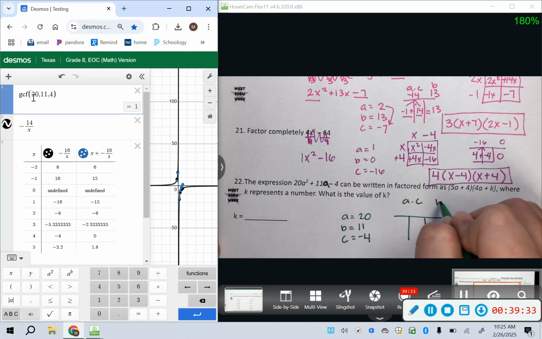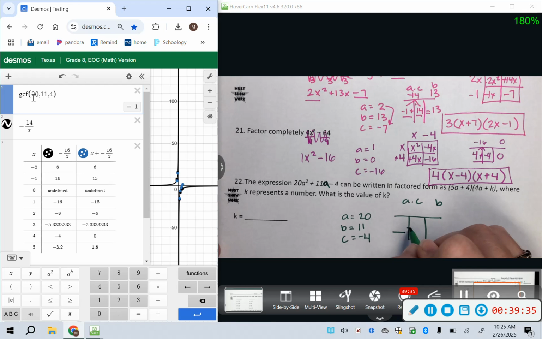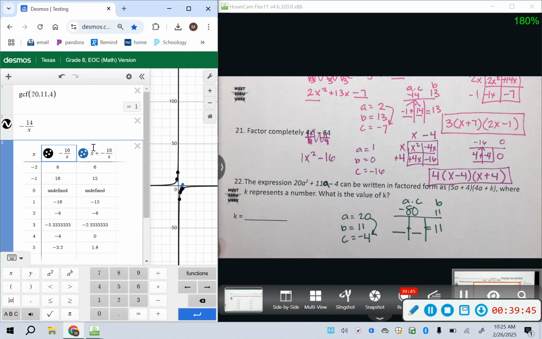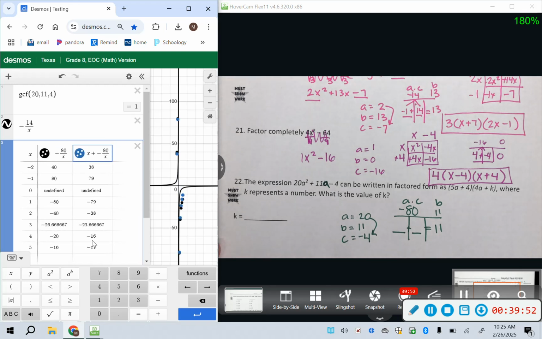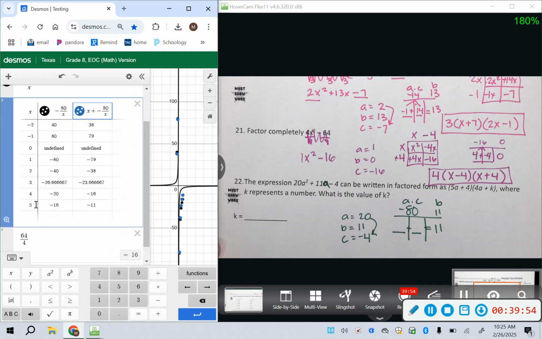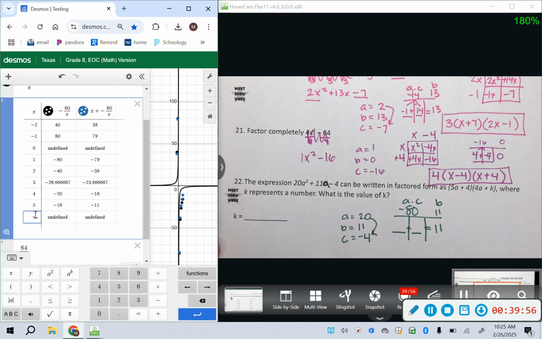A times c, b. We're looking for what plus what adds to 11, but multiplies to negative 80. And we're looking for positive 11, which I see negative 11. So let's try the opposite of positive 5, which worked. So I have negative 5, positive 16.